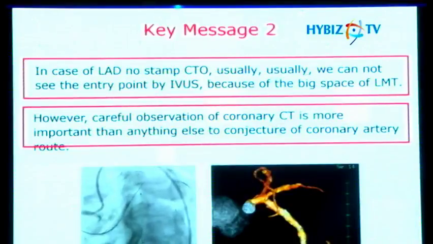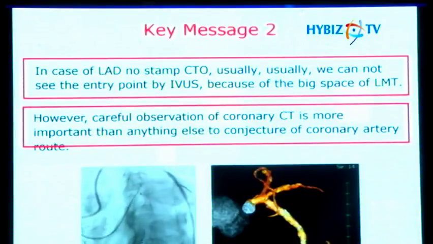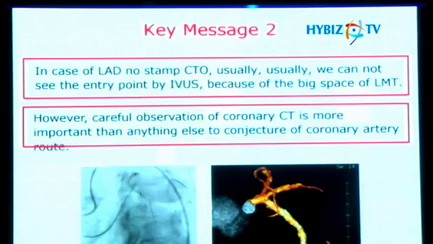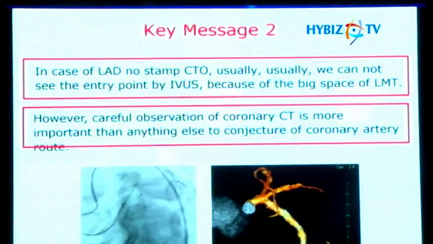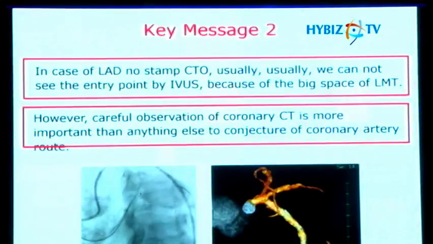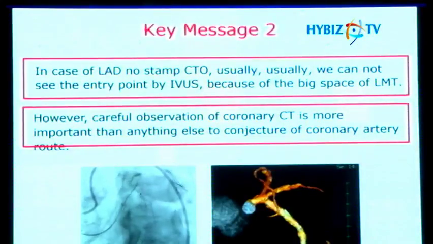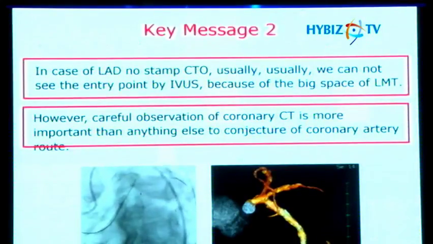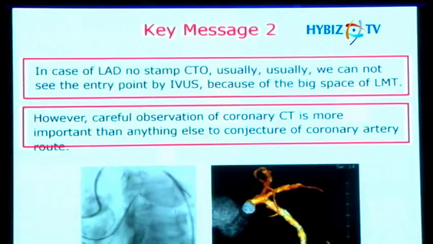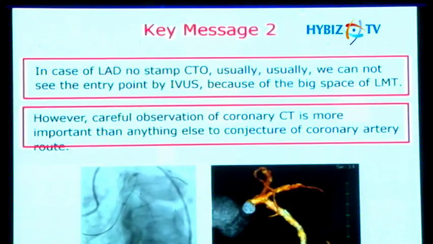Just want to say careful observation of coronary CT, like the co-registered CT image, makes it easy to find the course of the coronary artery. What wire did you use for this? What wire, guidewire for this? This actually, currently we always use Gaia.